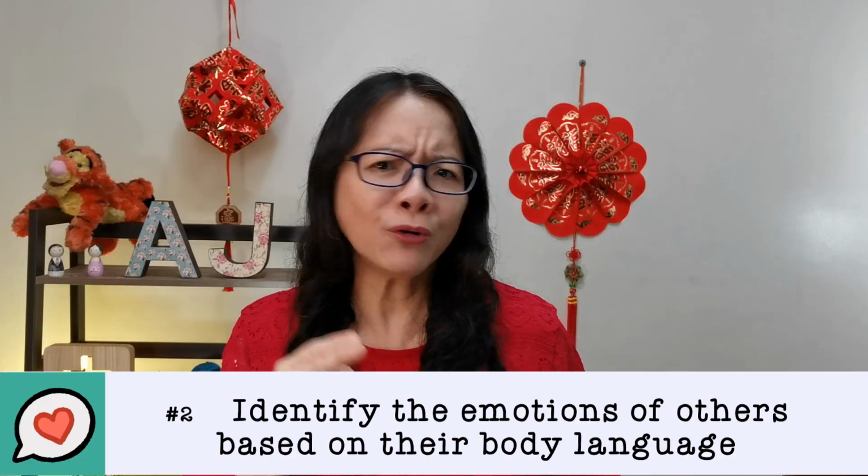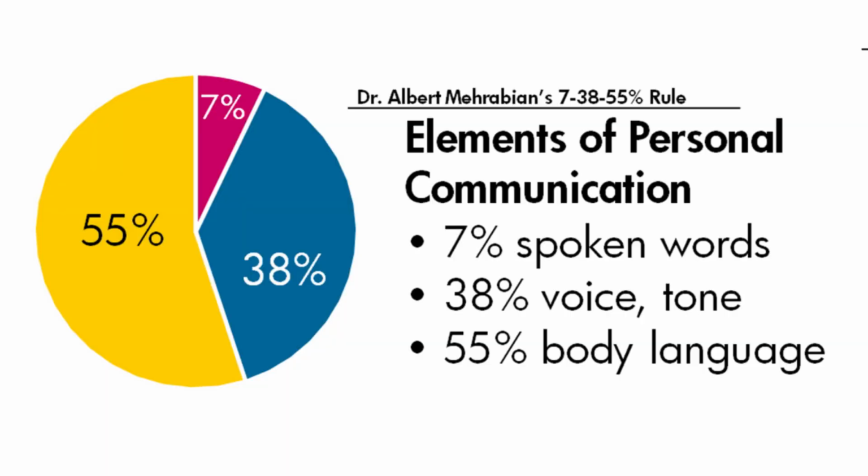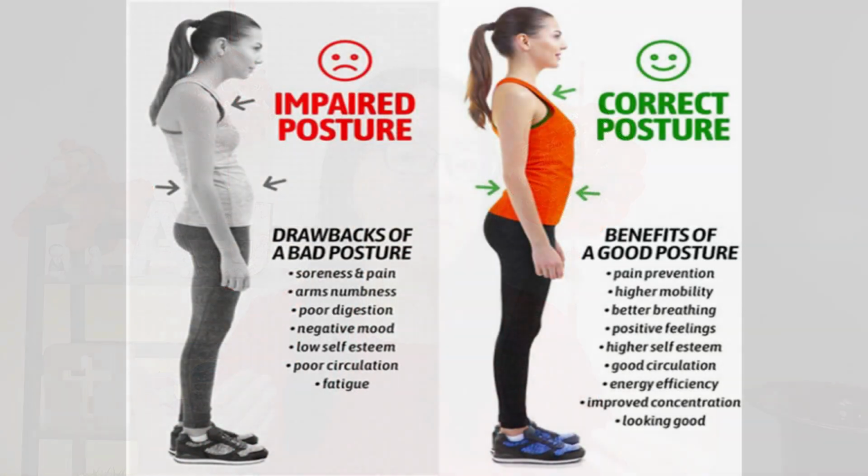Second, identify the emotions of others based on their body language. Dr. Albert Mehrabian asserted that only 7% of meaning is communicated through spoken words. 38% is through the tone of voice. And the biggest percentage, 55%, is through body language. Actually, for him, facial expressions is also part of body language. But for this series, I just set it apart. For instance, look at one's posture.